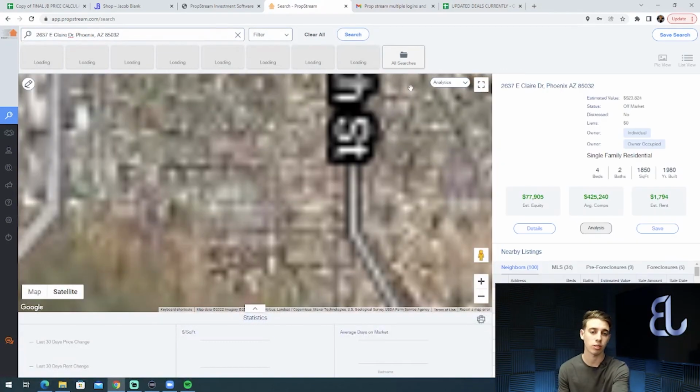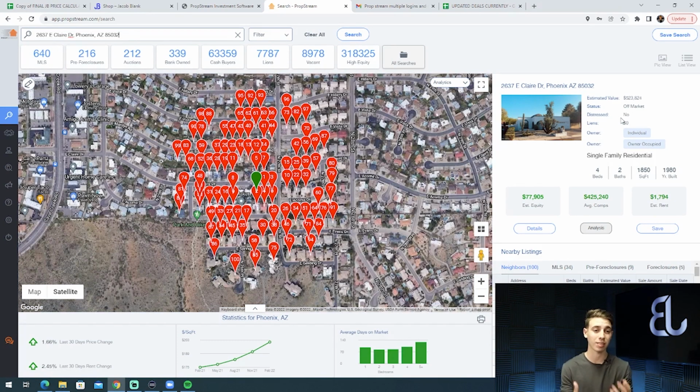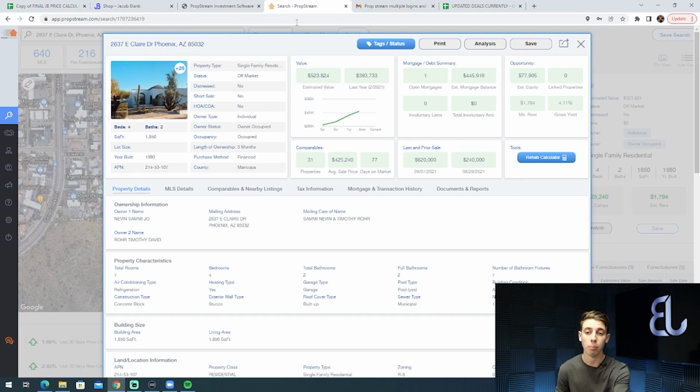Now that we got the address searched up, it's going to give us a bunch of information about the property. It's going to give its estimated value, $523,000. It's going to give us the estimated equity that the homeowner has, how much money is in the property as profit that they don't owe, the equity. It's going to give us the average comps in the area and the estimated rent. Now, when we click on details, it's going to pull up a bunch of other information about the property, the year built, the lot square footage, all that information is here.